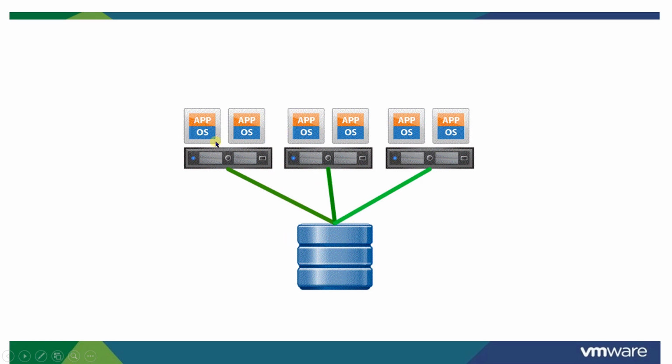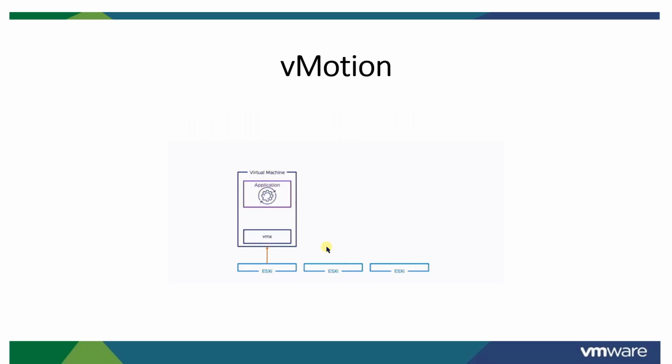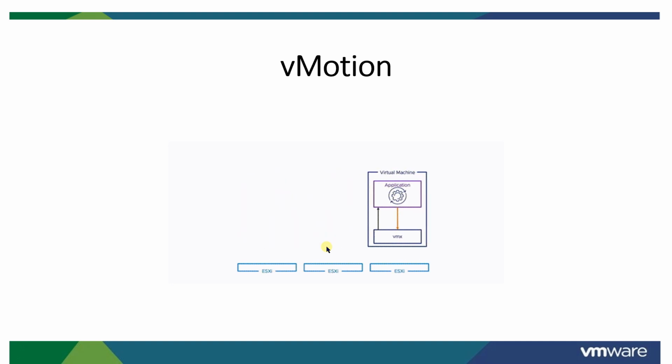So now what will happen? Let's assume that this ESXi host goes down due to any reason. You can migrate this VM live to another ESXi host, and when you migrate, your physical hardware will change, but the storage will remain the same. Storage will not change. The feature of live migration is called vMotion.